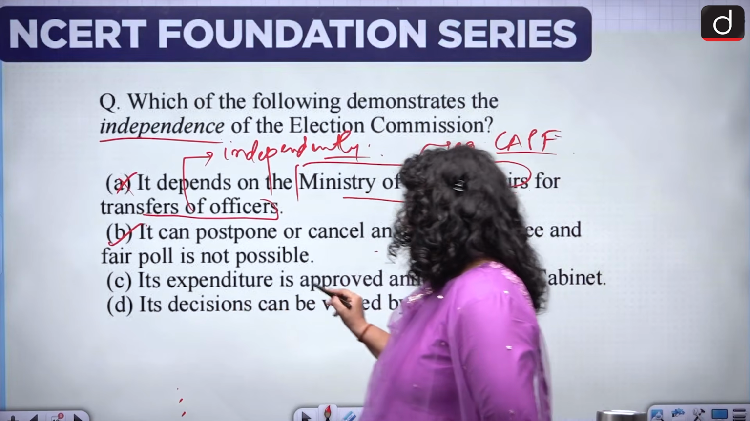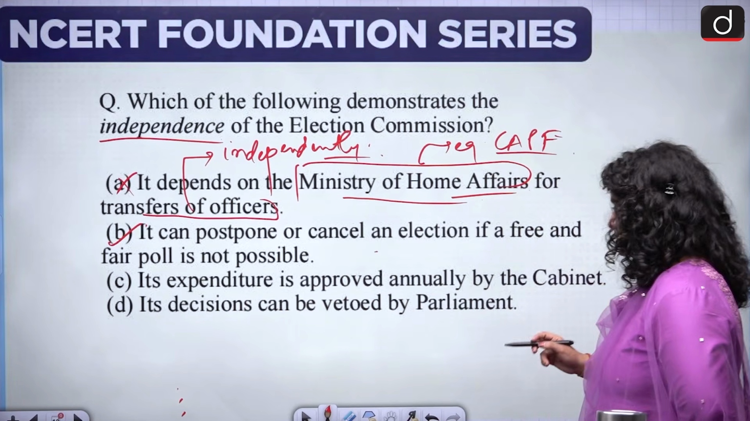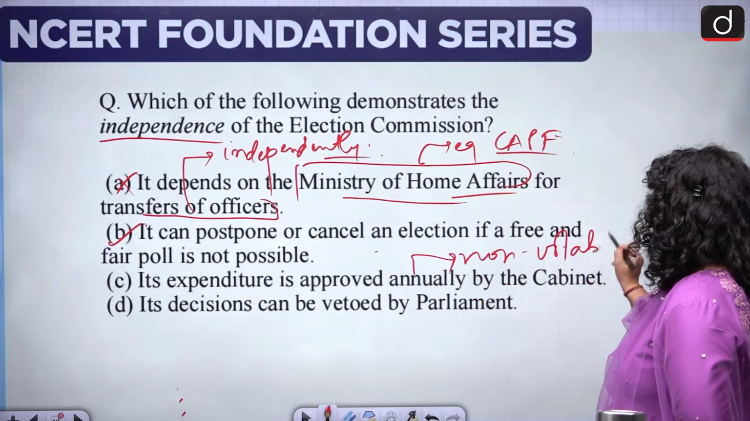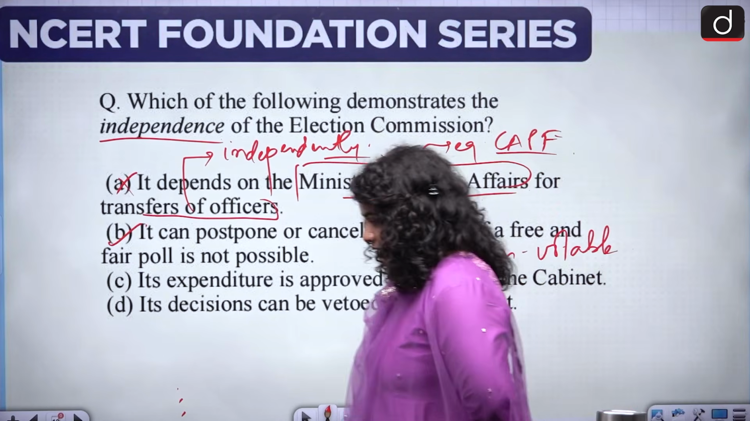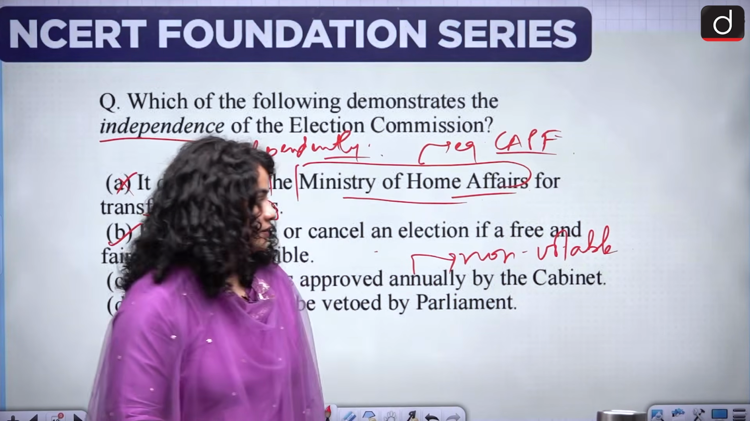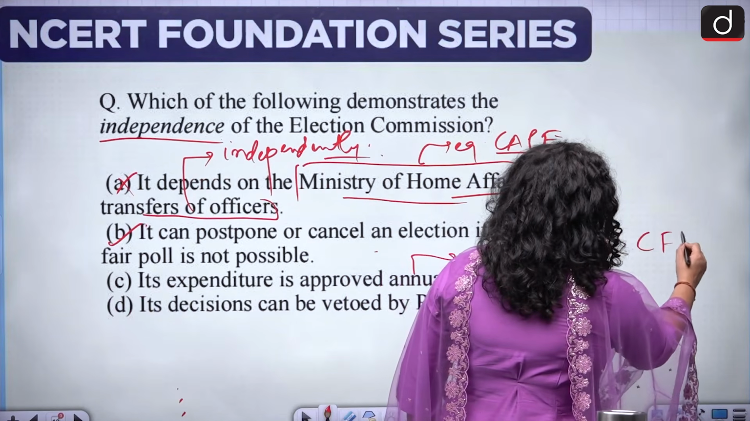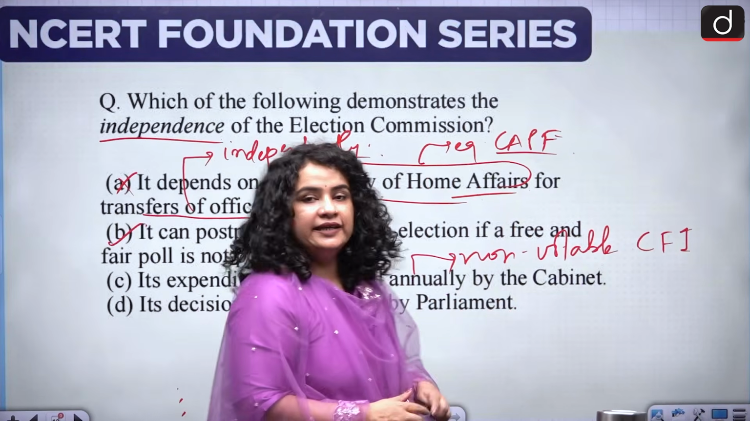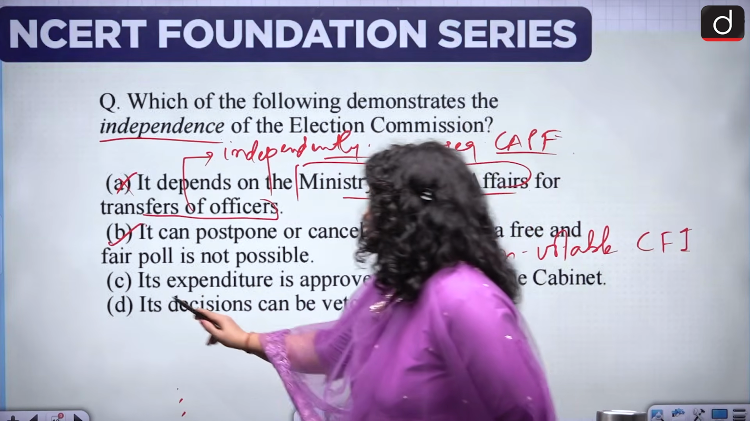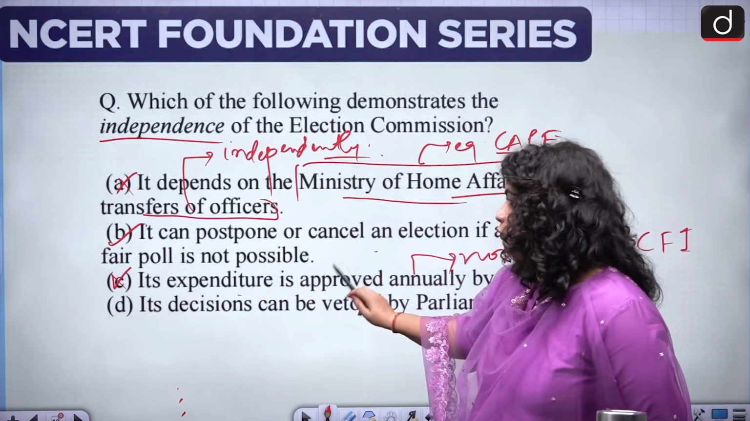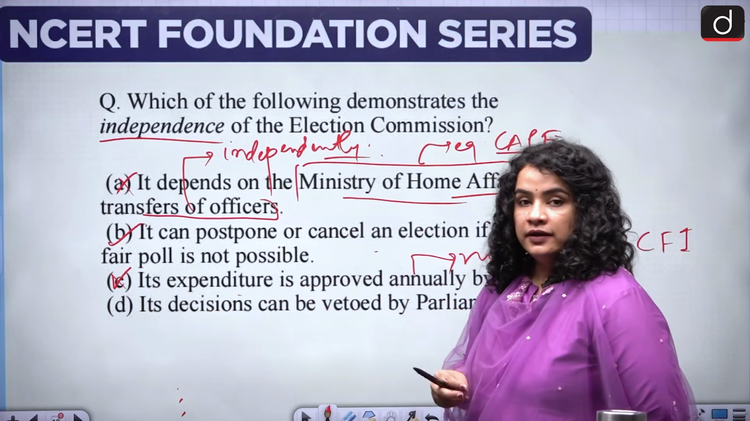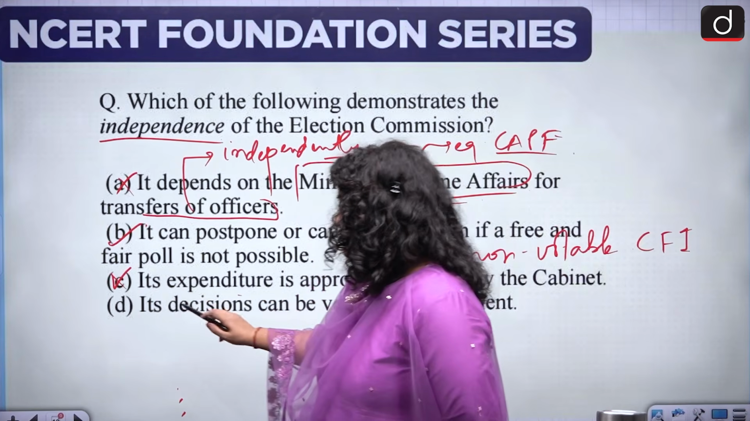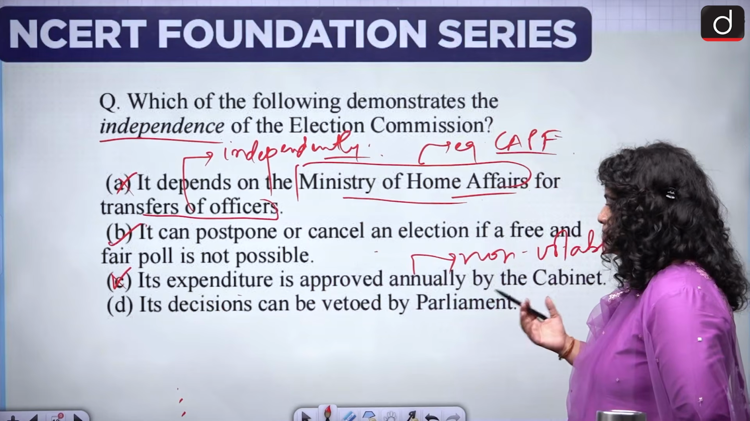Option C says its expenditure is approved annually by the cabinet. Actually, not true. The expenses of the EC is non-votable and is charged on the consolidated fund of India, which means it is not subject to approval by the cabinet or the parliament. So this option again can be ruled out, and again if it were true, then it would demonstrate dependence instead of independence. Option D says its decisions can be vetoed by parliament.